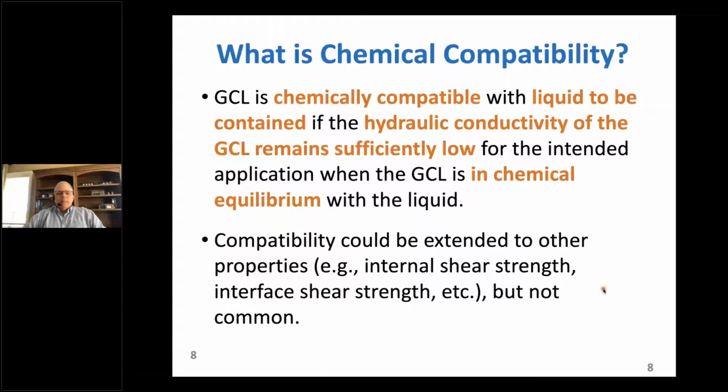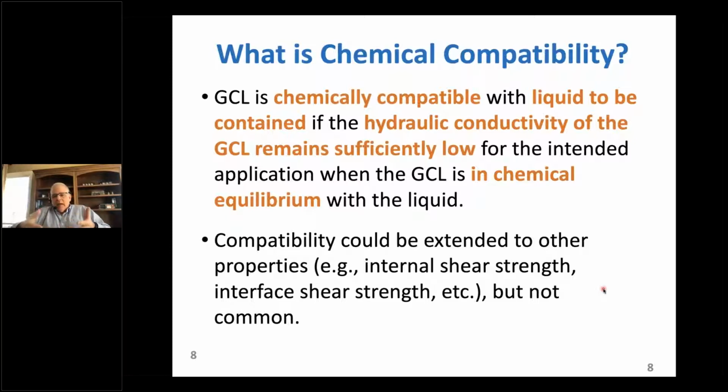What is chemical compatibility? I think that's perhaps where we need to start, is defining what this term is. I think there's a lot of confusion and perhaps debate about what we mean when we use this term. But from my point of view, a GCL is chemically compatible with a liquid to be contained, for example, a leachate, if the hydraulic conductivity of the GCL remains sufficiently low for the intended application. That's important, sufficiently low for the intended application when the GCL is in chemical equilibrium with the liquid.